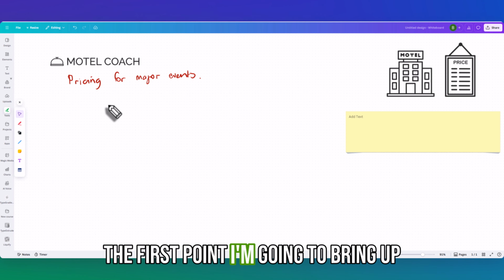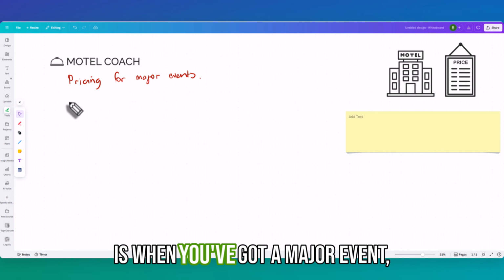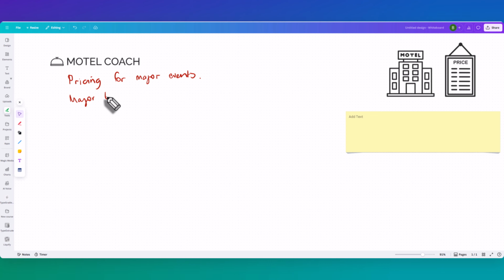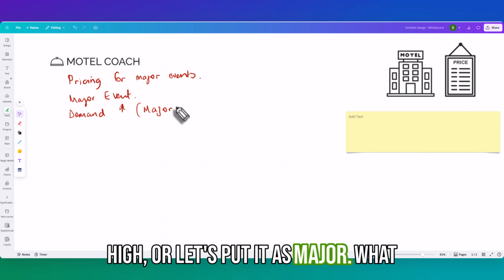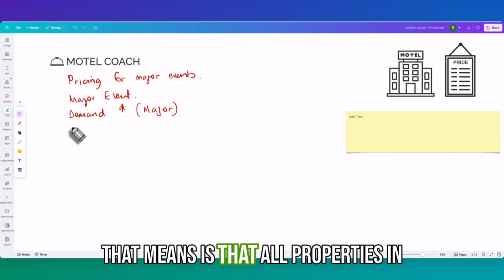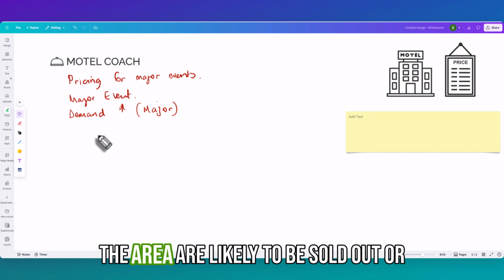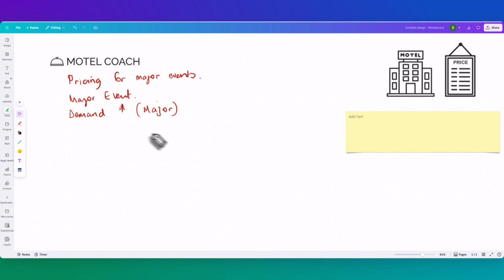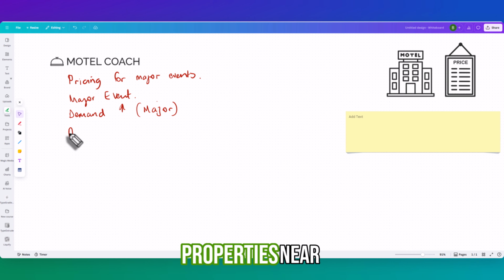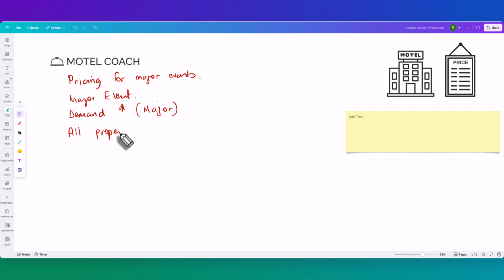The first point I'm going to bring up is when you've got a major event, the demand is high, or let's put it as major. What that means is that all properties in the area are likely to be sold out or near sold out.